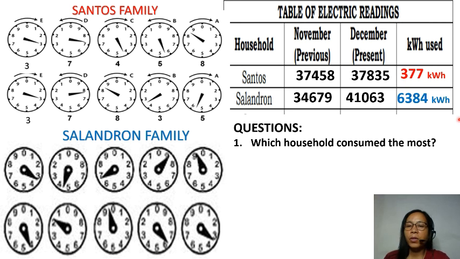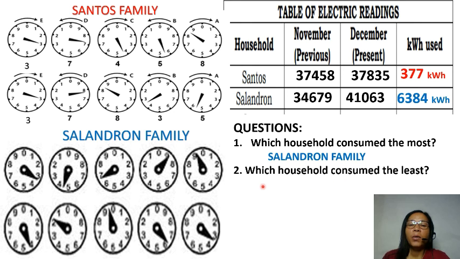Okay? Question number 2. Which household consumed the least? Pag sabing least, maliit, kakaunti. So, between the two, it's obvious. Santos got the least consumption of electricity. So, the answer is Santos family. Okay, so let's try another.